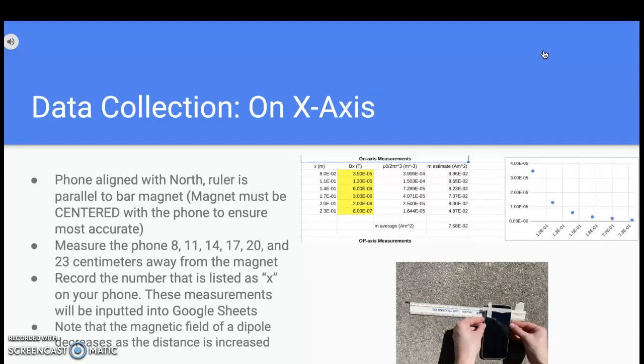To measure the magnetic field of the bar magnet parallel to the axis of the dipole, we had to ensure that the phone was aligned with the north and that the bar magnet was parallel to the ruler and centered with the phone. We took measurements at 8, 11, 14, 17, 20, and 23 centimeters. After taking these measurements, we input them onto a spreadsheet which created a graph. From this graph, we can see that the magnetic field of a dipole decreases as distance from that dipole is increased, which can suggest an inverse relationship between these two.